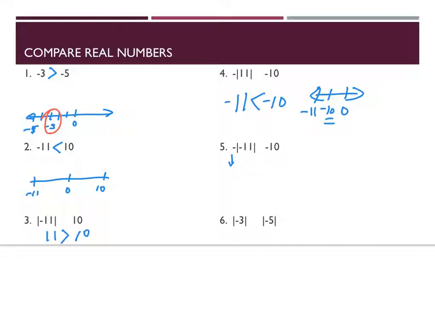This negative drops down. The absolute value of -11 is +11, but that negative is still there. This turns out to be the same as the problem up above. That simplifies to -11 and -10. -11 is a smaller number, and I guess I should be putting these symbols up there in the original problems. The absolute value of -3 is +3. The absolute value of -5 is +5. 5 is bigger than 3, so my symbol goes that way, and again in the original.